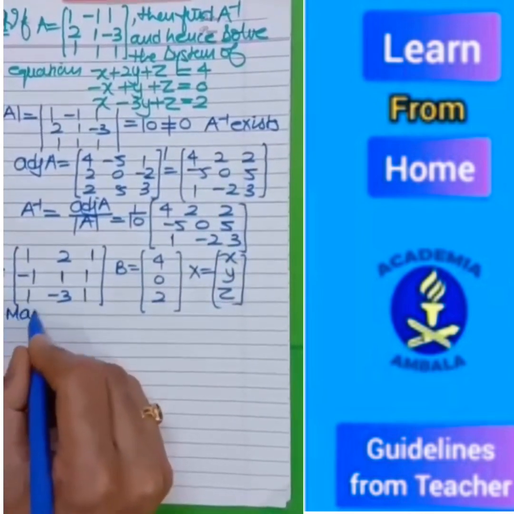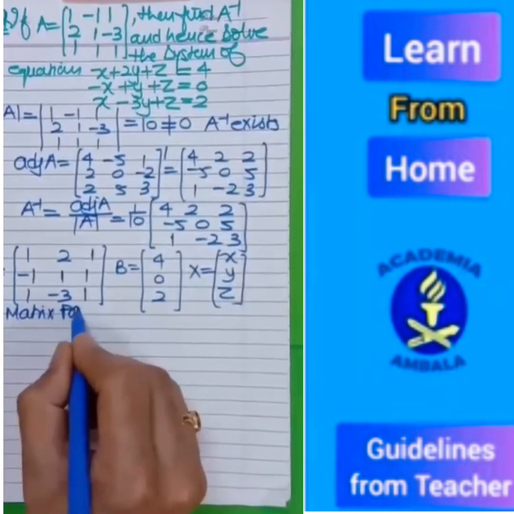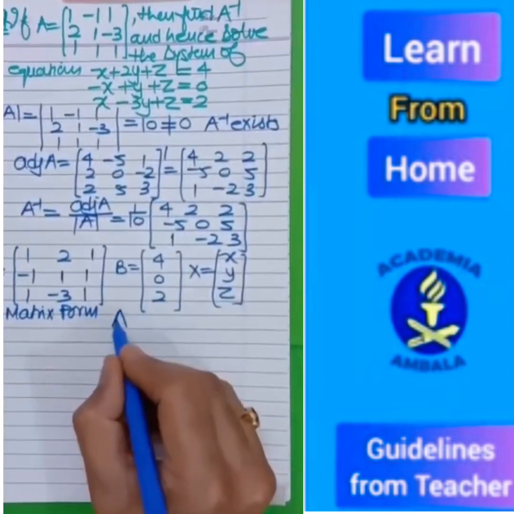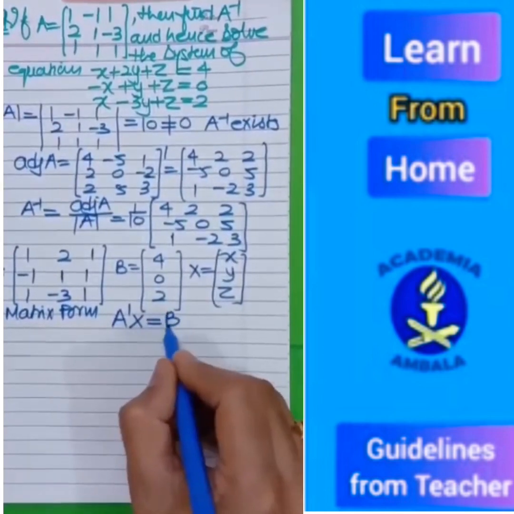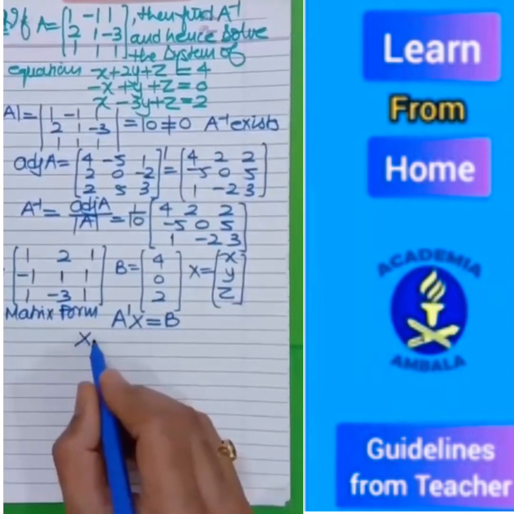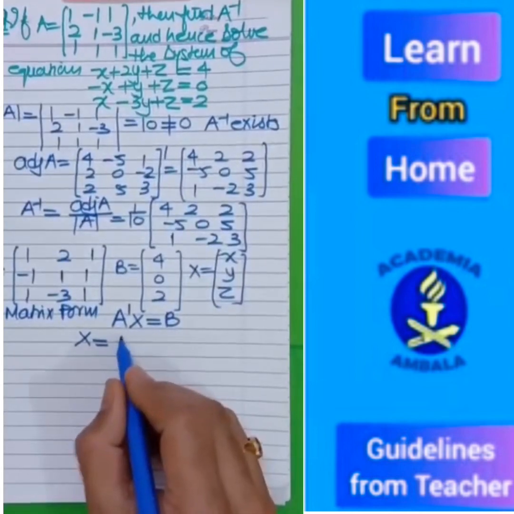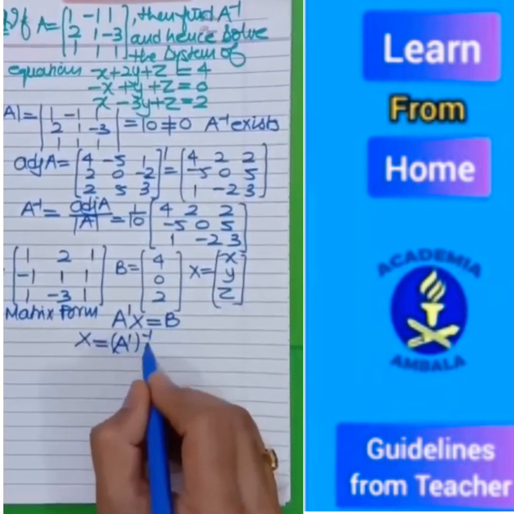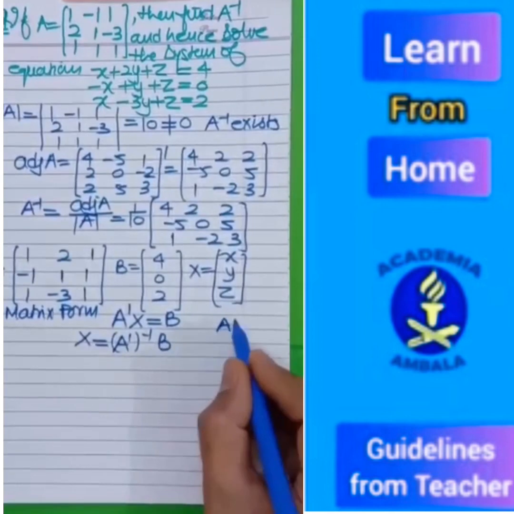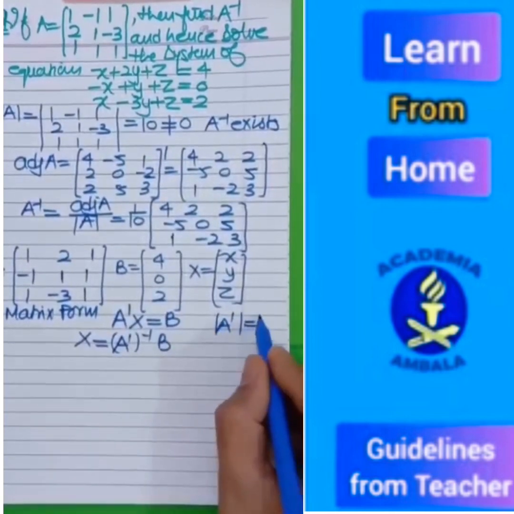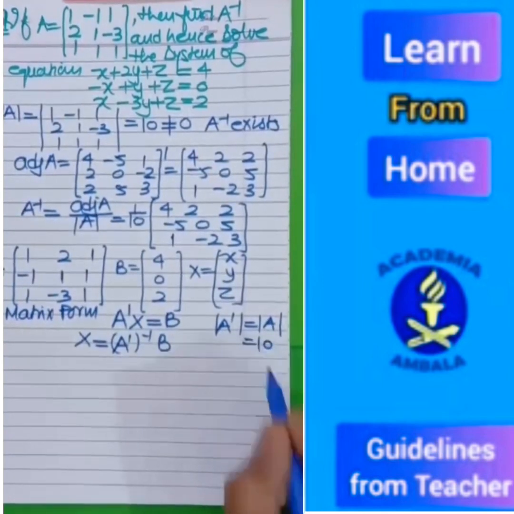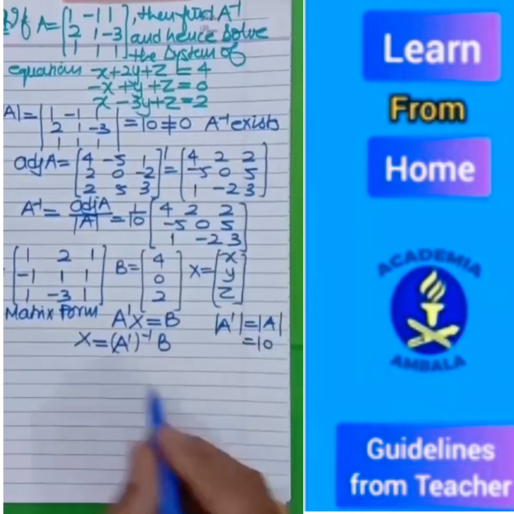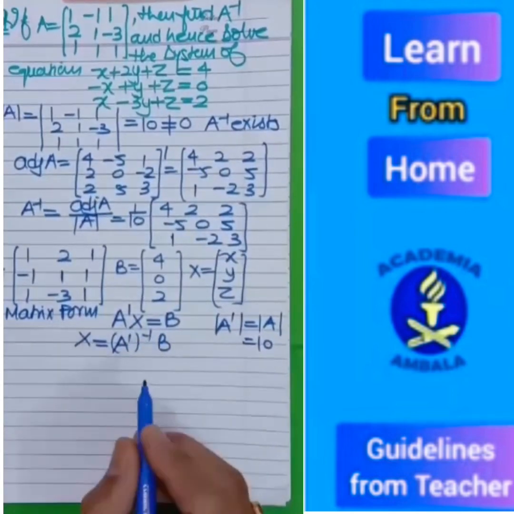In matrix form, we can write the system as A dash X is equal to B. X will be A dash inverse into B. As we know, the value of the determinant remains the same if we take the transpose of a matrix. It appears to be 10. So A dash inverse is also existing.